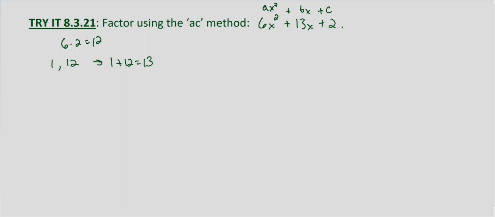and adds to 13. So now we need to rewrite this 13x as our factors, 1 plus 12. So we'll have 6x squared plus 12x plus x plus 2.